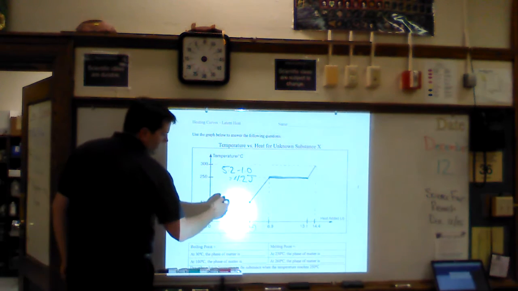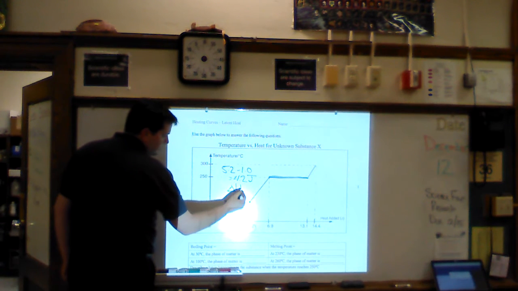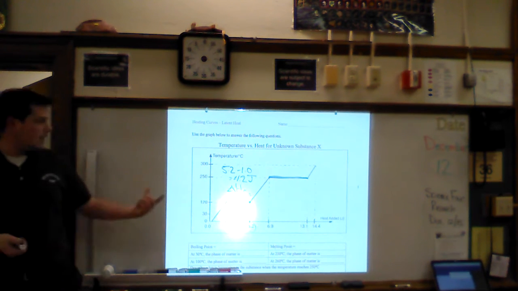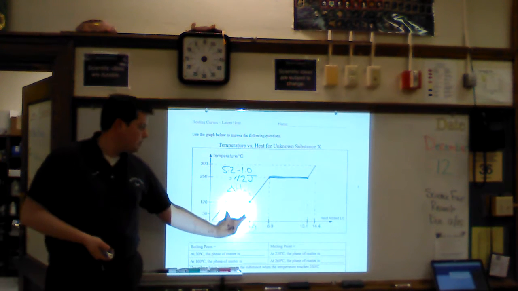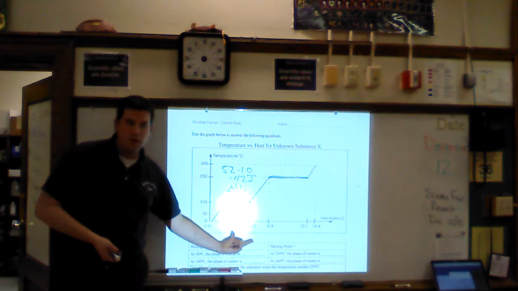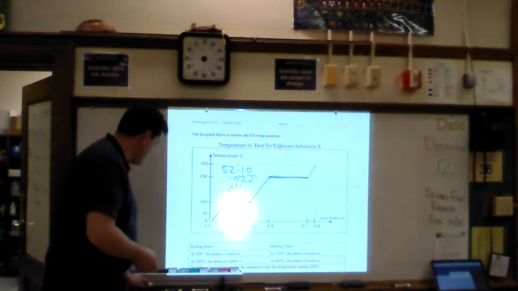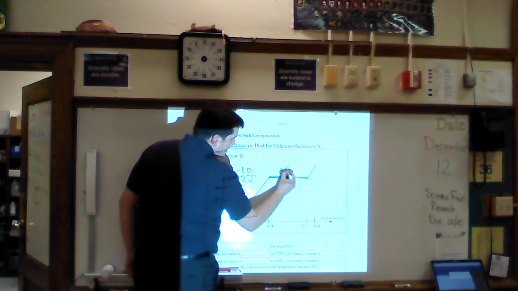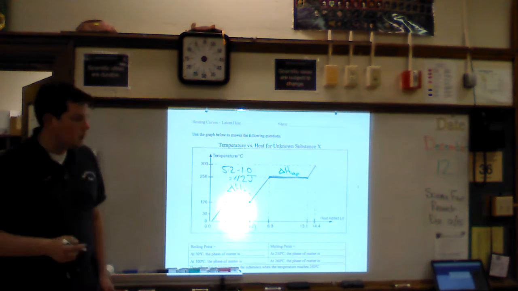This little flat line right here represents delta H fusion, because melting used to be called fusion. So the heat of fusion, the latent heat of fusion, is 4.2. You subtract these two values. You do exactly the same thing for the delta H vaporization. For delta H vaporization, this flat line where the temperature is not changing, that's delta H vap.